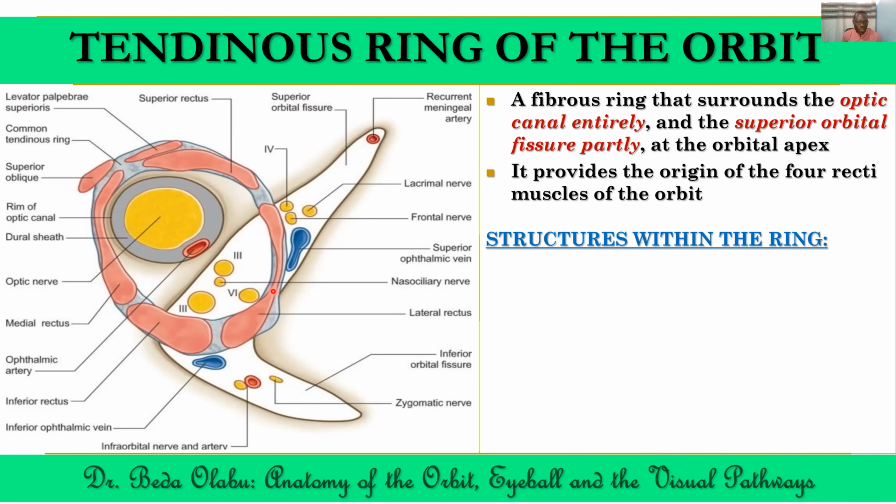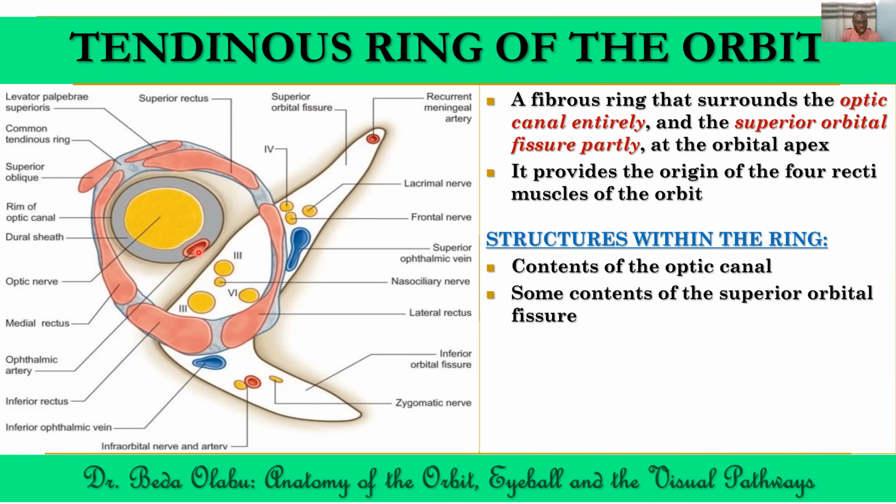With that in mind, so which structures are within the ring? There'll be contents of the optic canal, which means the optic nerve and the ophthalmic artery. There'll also be some contents of the superior orbital fissure. In particular, we can talk about the oculomotor nerve, both superior division as well as inferior division. We can also talk about the nasociliary branch of the ophthalmic division of trigeminal nerve. And we can talk about the abducens nerve, which is the sixth cranial nerve. So those ones are within the ring.